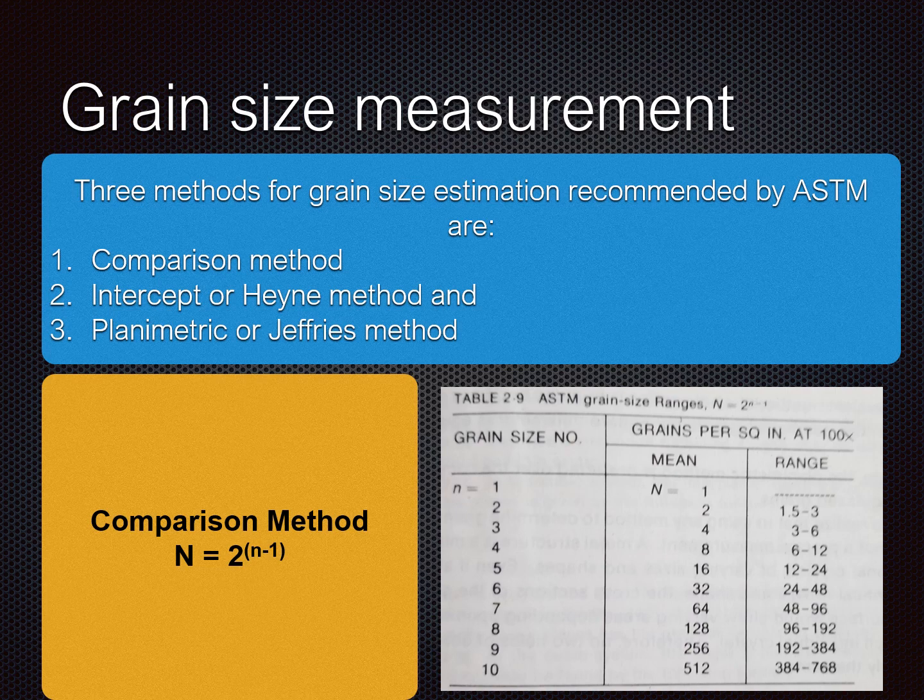There are three common methods for grain size measurement. These methods are recommended by ASTM, that is, American Society for Testing of Materials. These methods are the comparison method, intercept or Heyn method, and planimetric or Jeffries method.